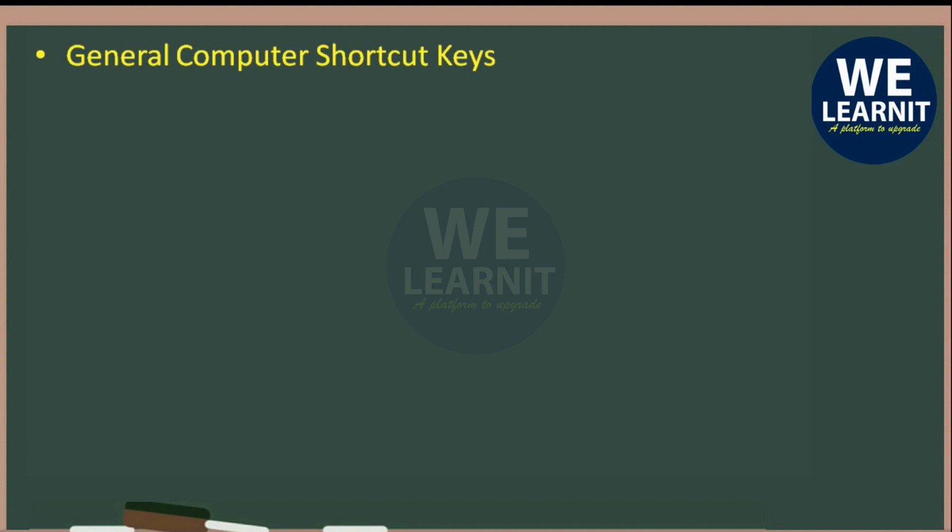Here, the first key is Control A, and Control A is used to select all. Friends, when you want to select all files together at a time, we use Control A. It can be a file, a folder, or any other data that is there in the page. So by using Control A, we can select all these things.